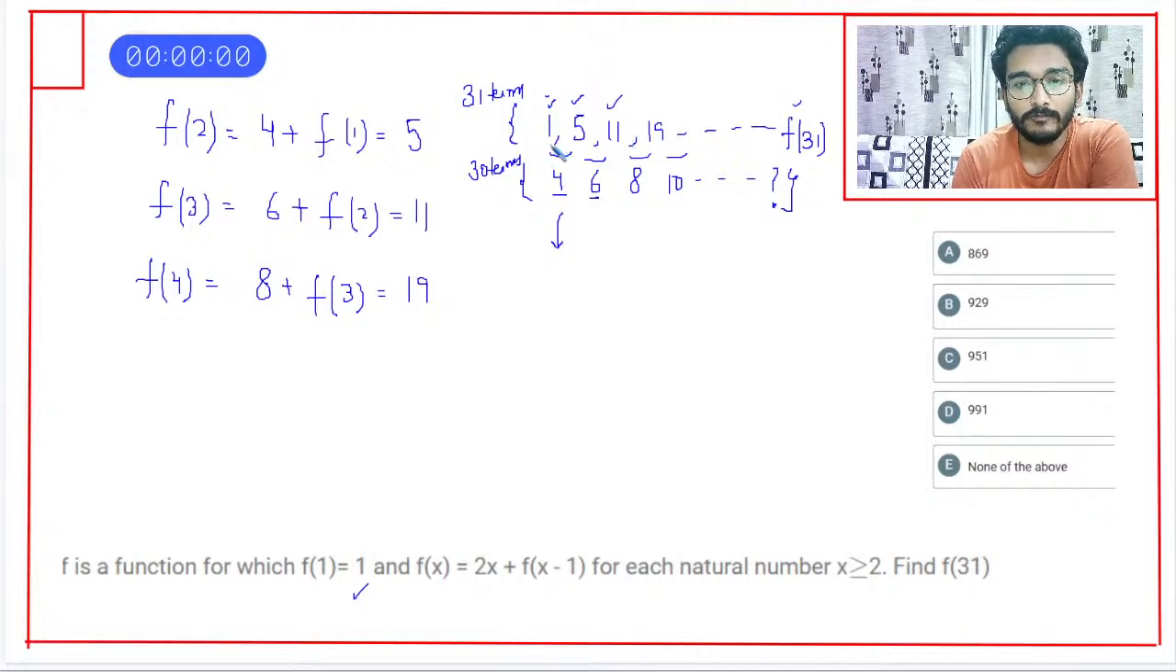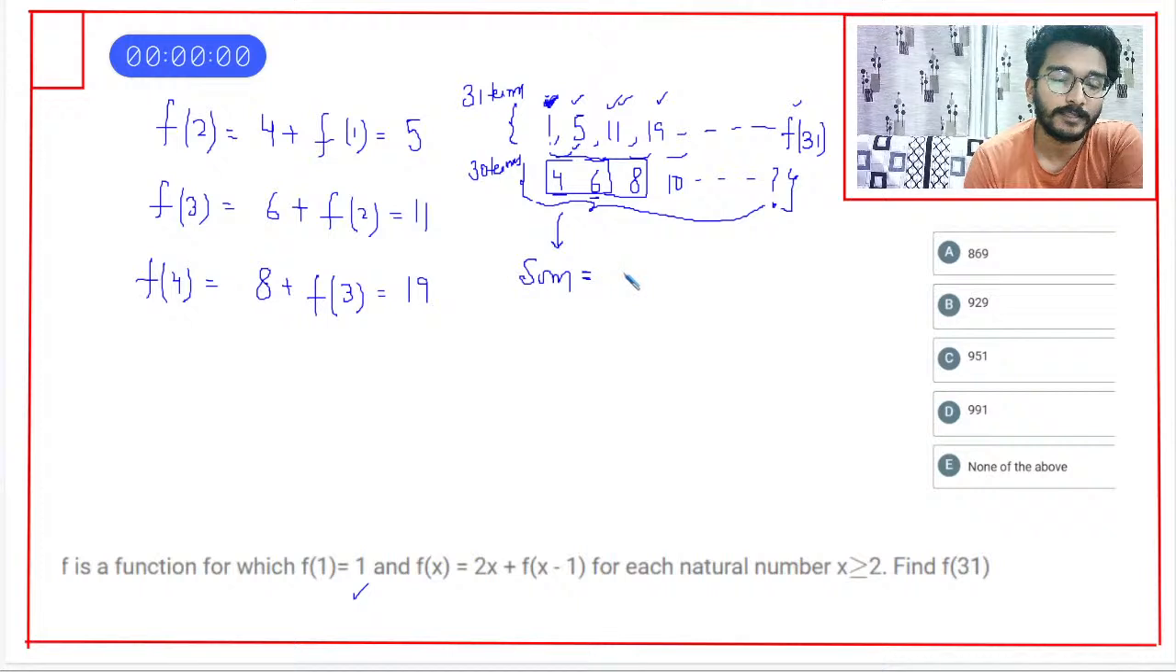For example, 1 is added to 4, it will give you 5. 1 is added to 10, it will give you 11. 1 is added to 18, it will give you 19. So we have to add this 1, the first term of the main sequence, in the required sum. So the sum of this sequence would be what? You can find the sum by the arithmetic formula.